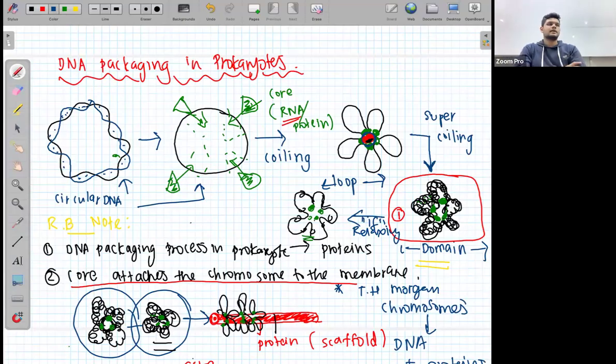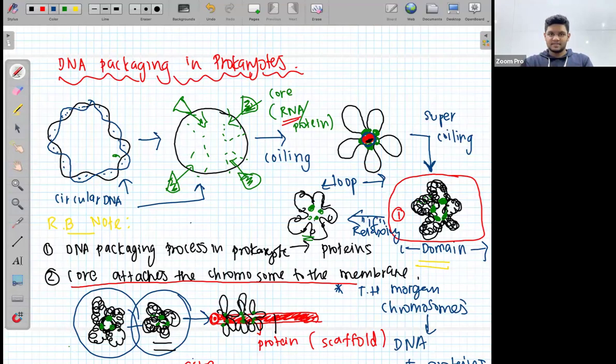Now comes DNA packaging. DNA packaging means the containment of the genome in the nucleoid of prokaryotes or the nucleus of eukaryotes. DNA packaging in prokaryotes involves proteins, and initially there's a circular DNA. This circular DNA can be coiled and further supercoiled to form a completely packaged structure. Initially it will be coiled to form a loop, and then it will be further supercoiled to form loop domains.